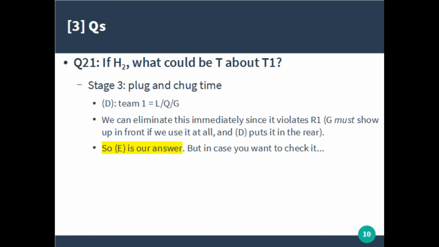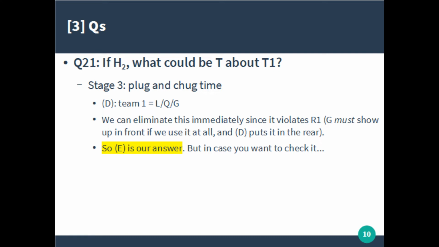So since D is the first one that is still remaining for us to test, plug and chug time. We're just going to plug it right in and see what works. So answer choice D tells us that team 1 is composed of L in front, Q in the middle, and G in the back. And we can actually eliminate this immediately since it violates rule 1 on its face. G must show up in front if we use it at all, and D, of course, proposes that G is in the rear. So that was easier than we thought.